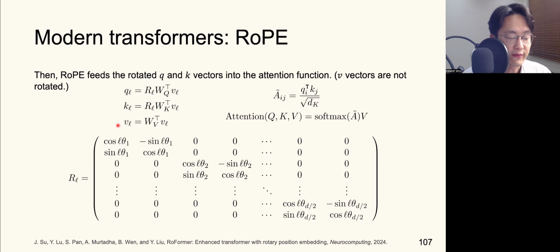Here's an alternate way of describing the same operation without the use of complex numbers. Instead of reinterpreting things as complex numbers and multiplying by complex exponentials, we multiply by this R matrix, which is block diagonal. Each block is 2 by 2, and this block corresponds to rotation by angle L times theta 1. And this block corresponds to rotation by L times theta 2. We apply the rotation to the Q and K vectors, but we don't apply rotation to the V vectors. And then these Q, K, V vectors are just used in the attention mechanism.